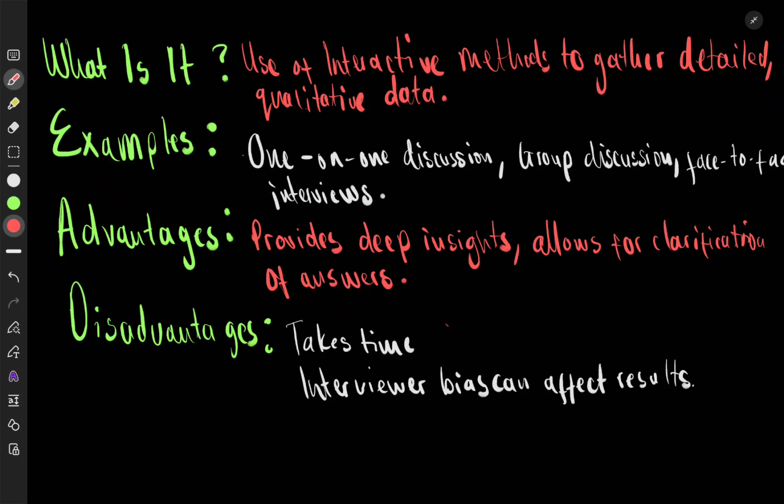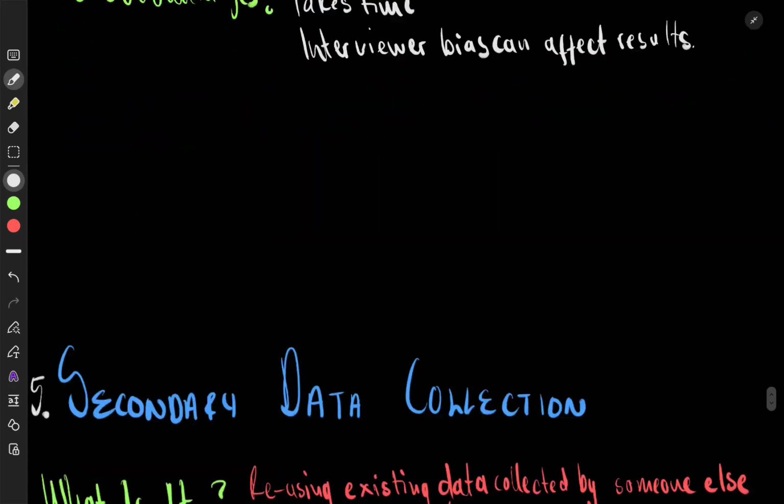Then disadvantages is that it takes time. Okay, it really, really does take time for you to be able to have an interview. It takes time to set up, and money as well. But interviewer bias can affect results. The interviewer, the person leading the interview, if they are biased, then the results will obviously be affected.